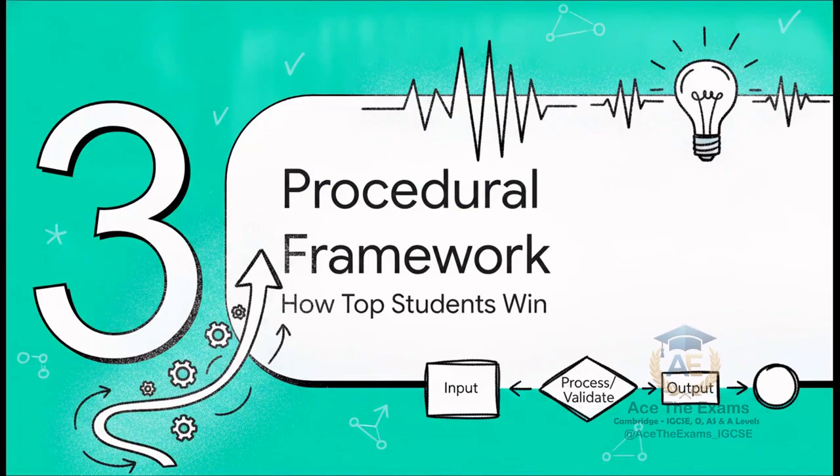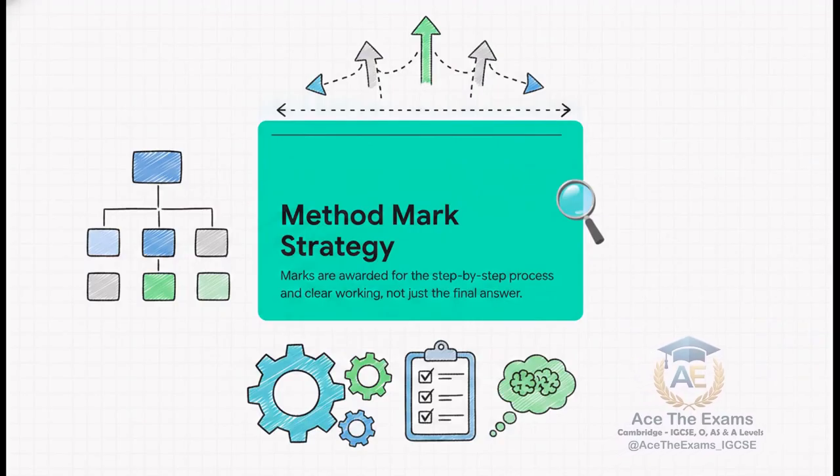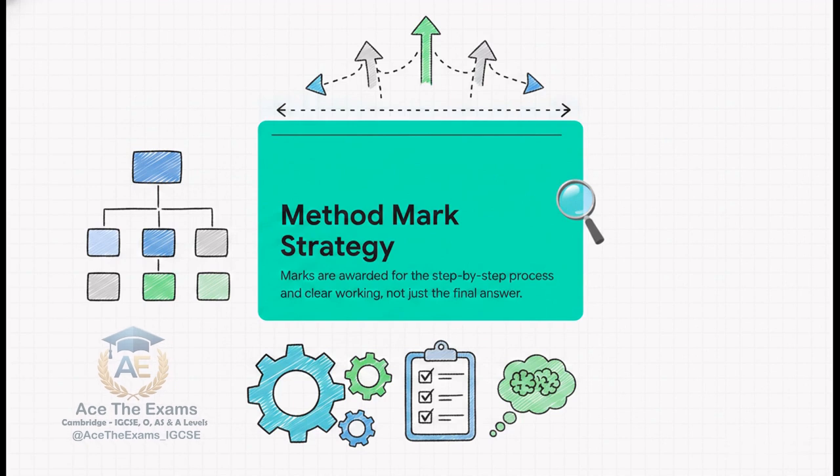Section 3. The procedural framework. How top students get marks. The method mark strategy is an absolute game changer. Think of the examiner as your pit boss, checking the telemetry of your race car. They want to see the data.